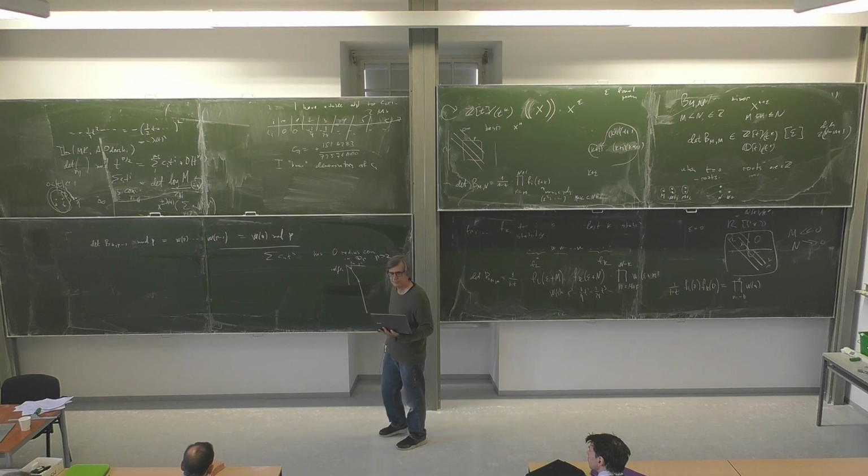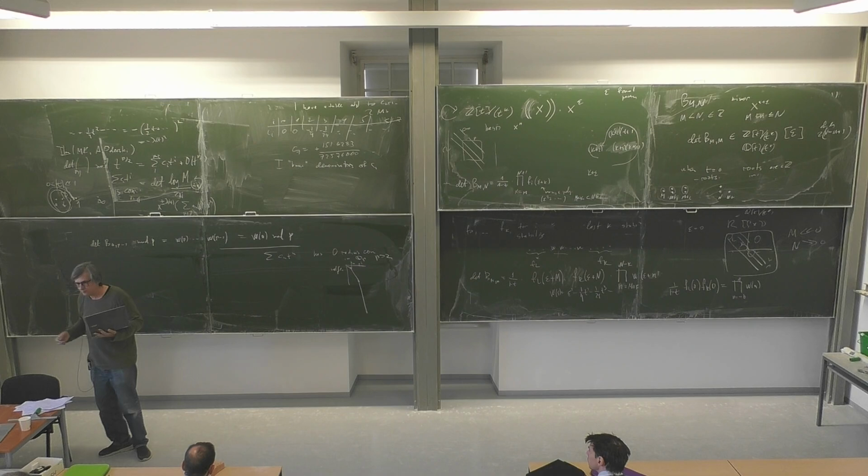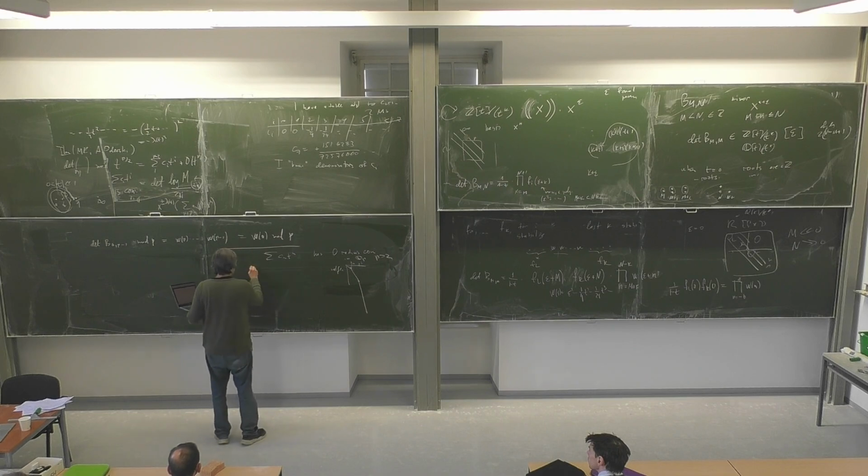You get a picture like this. It's completely experimental now. Just looking at my data, I see what the denominators are. This is a clear guess, and what it looks like is this.